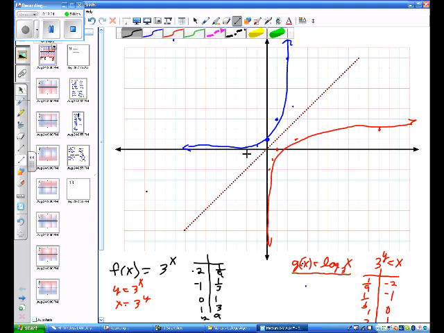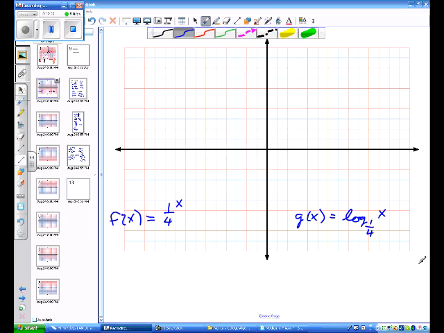Let's look at another one that we can graph. We want to graph these two functions. f of x is equal to 1/4 raised to the x power, and g of x is equal to log base 1/4 of x. You can see that these would be inverses of each other. This would be y is equal to 1/4 to the x. Log base 1/4 of y would equal x.